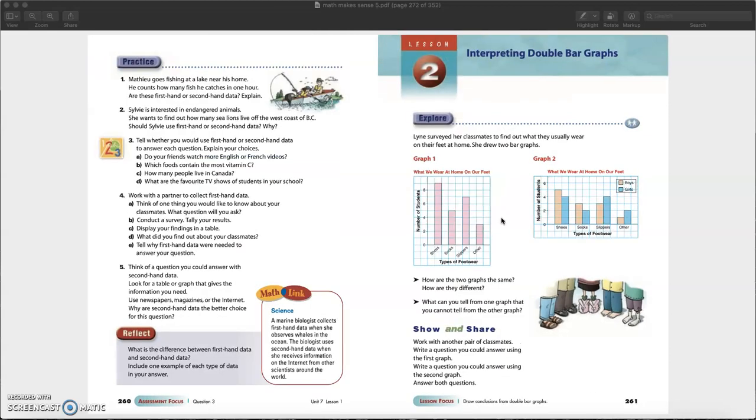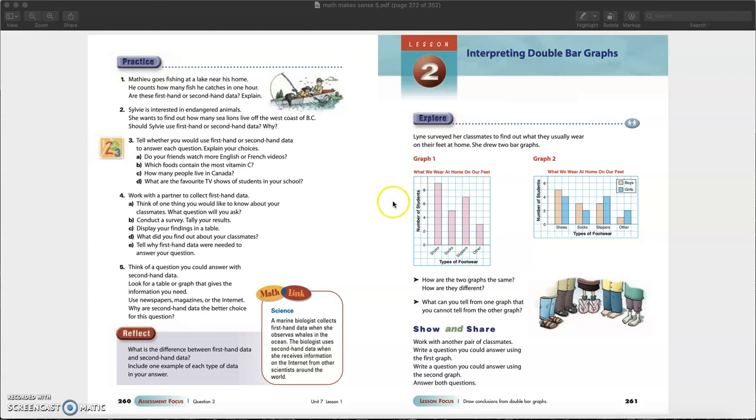Okay, number one, Matthew goes fishing at a lake near his home. He counts how many fish he catches in 1 hour. It says first or second-hand data, and then explain. The explaining is going to be important. Sylvia is interested in endangered animals. She wants to find out how many sea lions live off the west coast of BC. Should she use first or second-hand data?